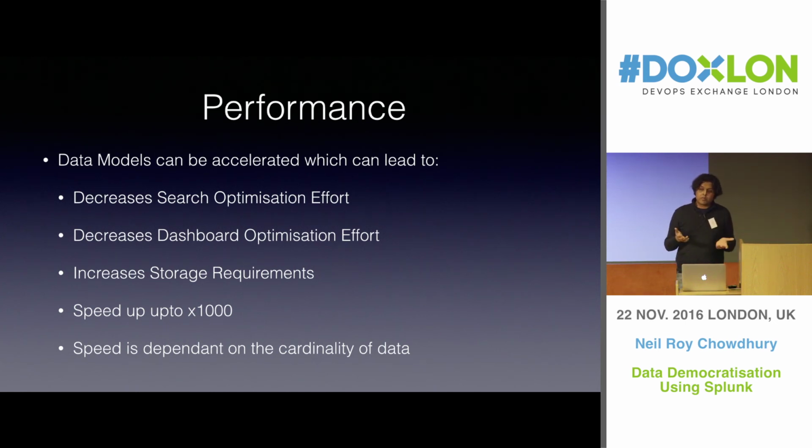But you don't get something for nothing. When you turn on data model acceleration, it increases your storage requirements, but it speeds everything up by about 1,000 times. Don't quote me on that, but those are some metrics out there. Typically, in the real world, what I've seen is that if you have high cardinality data, it will run 3 to 4 times quicker. Low cardinality, about 100, 200 times quicker.